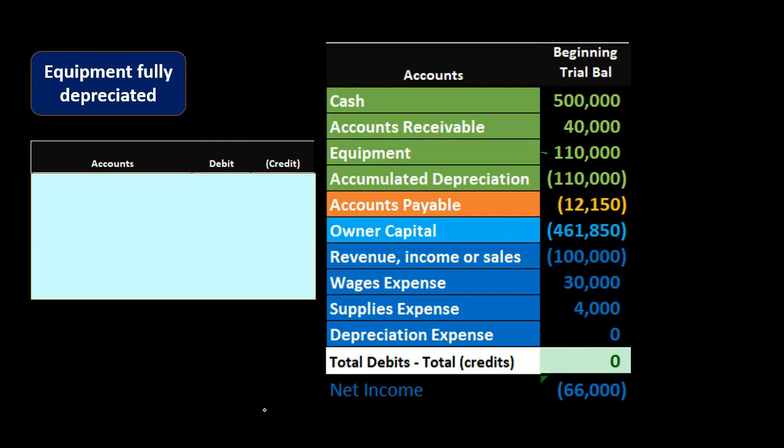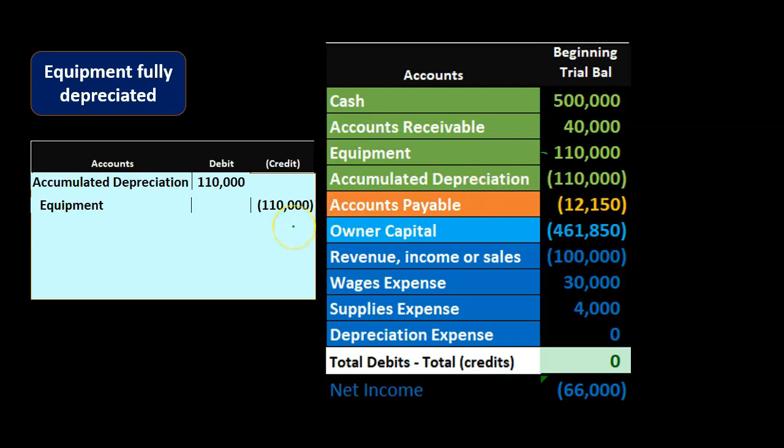So if we take this off the books, what we need to do is take the equipment off the books. It has a debit balance. We're removing it from the books with a credit. All we're going to do is credit the entire amount for that equipment. And then the other side we have to take off the books is accumulated depreciation. It has a credit balance. We're going to take it off the books by doing the opposite thing to it, a debit.